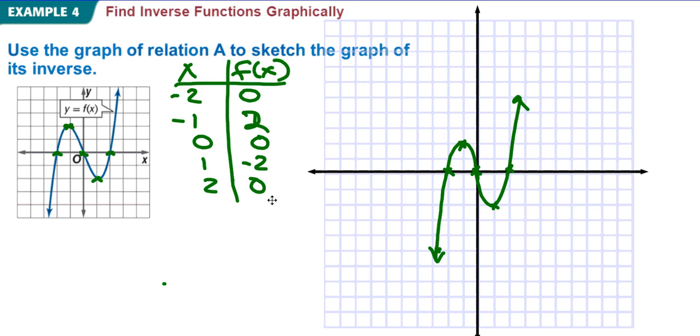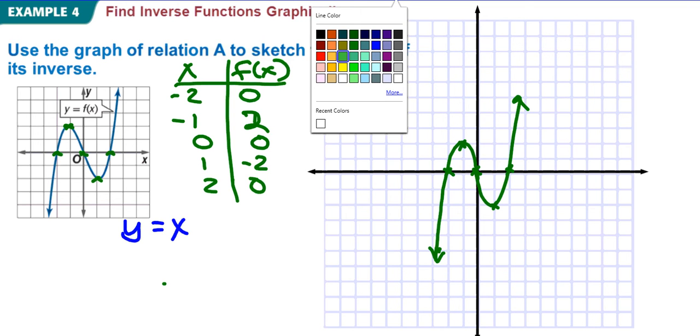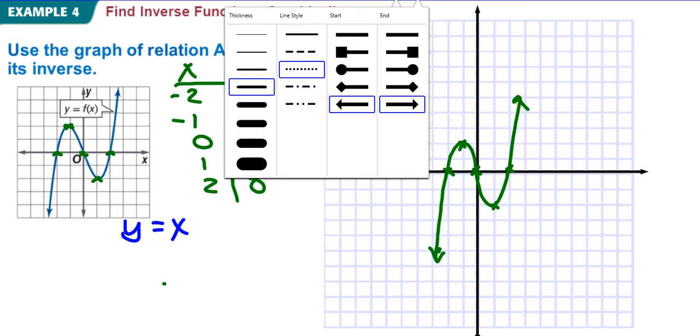Oh, I used the wrong color. The only reason I say that is because my automatic dashed line is green, but that's okay. The next thing I'm going to do is graph the line y equals x. I know my graph is a 10 by 10, so I can use my straight edge. I'm going to change the green to blue, and maybe use those dashes for this line.